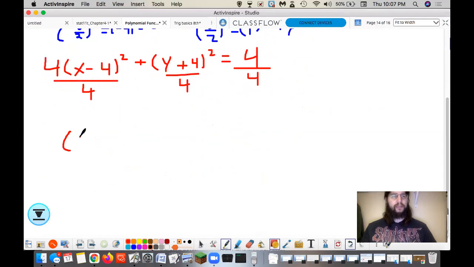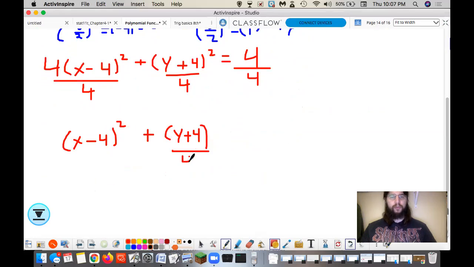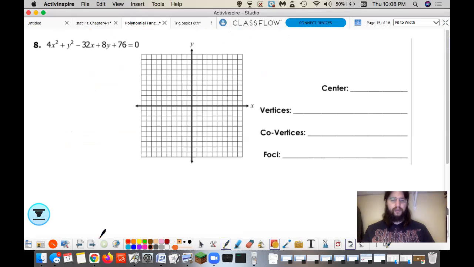So now, that's just x minus 4 squared plus y plus 4 over 4 equals 1. Now it's in standard form. So now we can actually get started finding everything. Take this, do that, and stick it over here.